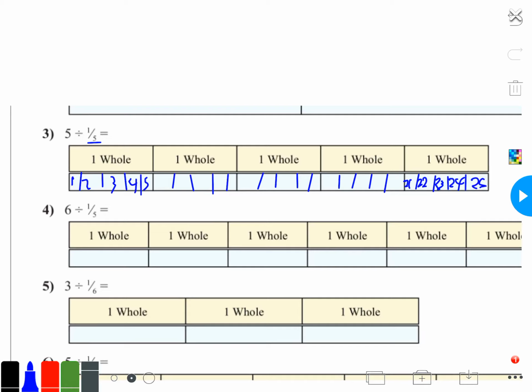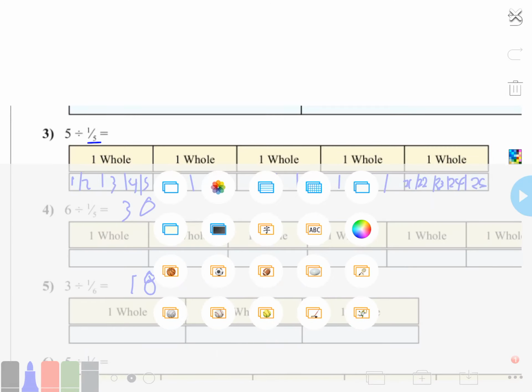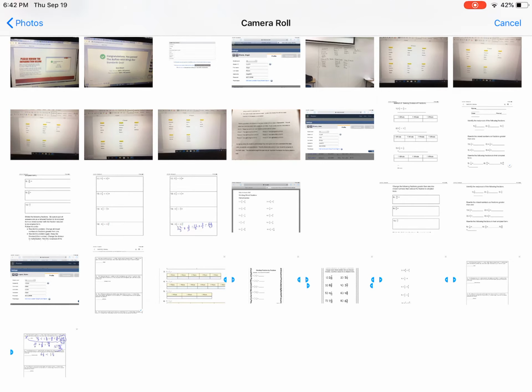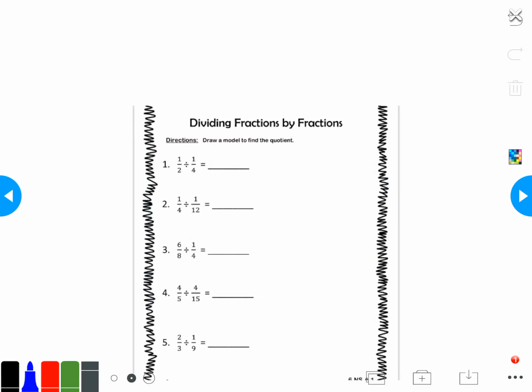I could tell you when you cut this next one, if you end up with 30, you got it correct. And the next one, if you ended up with 18 pieces, you got it correct. All right, so let's move on to the next page. This one right here is the next page in the Nearpod.